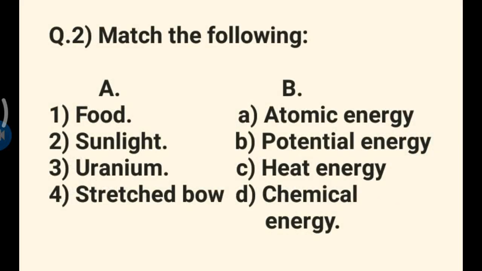Match the following. Question number 2 is match the following. Instructions how you are supposed to write. You will be writing question. You will put a hyphen and write a correct answer in front of it. No need of doing the cross markings. There are two brackets, A side and B side. In A side, they have given first one food, second is sunlight, third is uranium, and fourth is stretch bow. B column, A, atomic energy, B, potential energy, C, heat energy, and D, chemical energy.